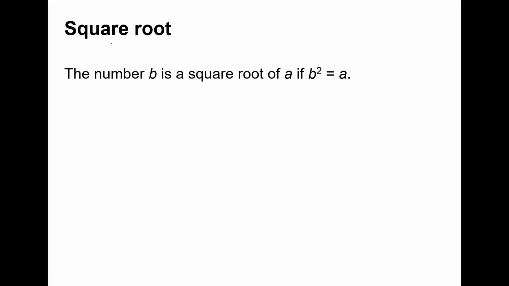So a square root. The number b is a square root of a if b squared is equal to a. Basically, if we have the square root of this and the square root of that, then b is the square root of a, because the square root of b squared is b, and that's the square root of a. So that's how we're going about this.